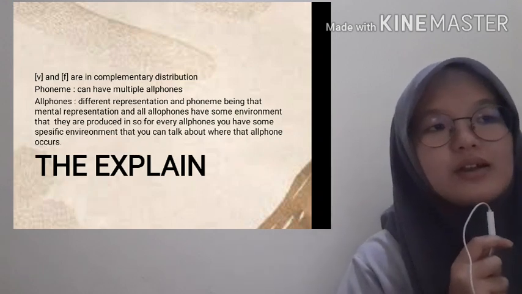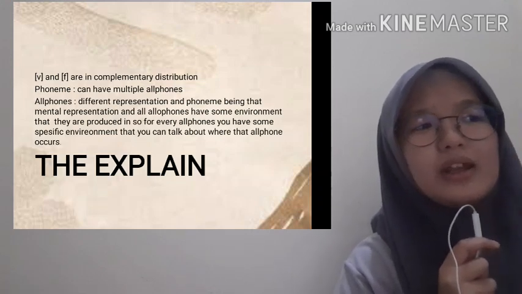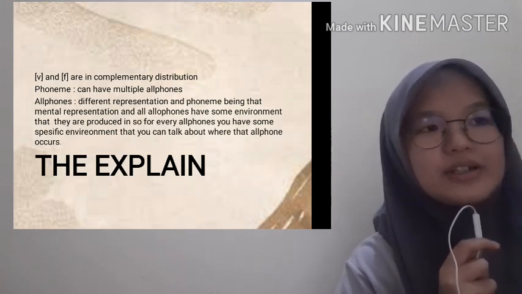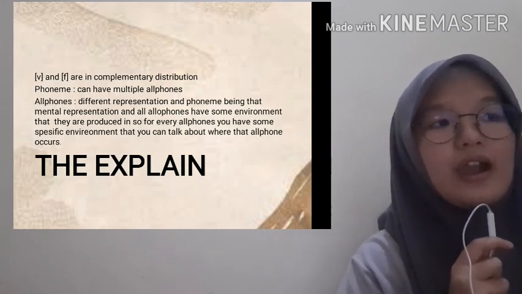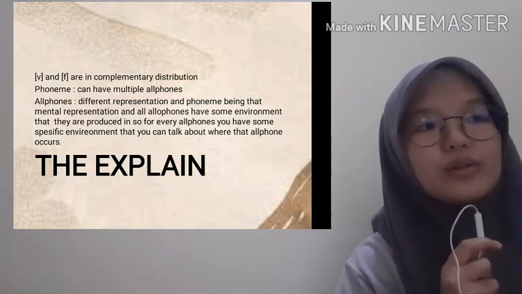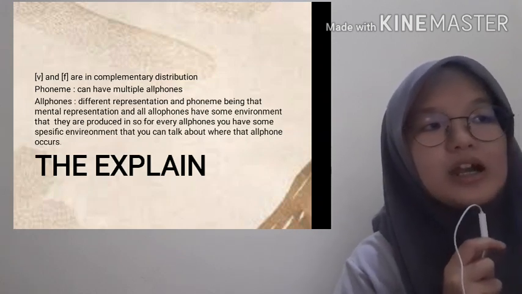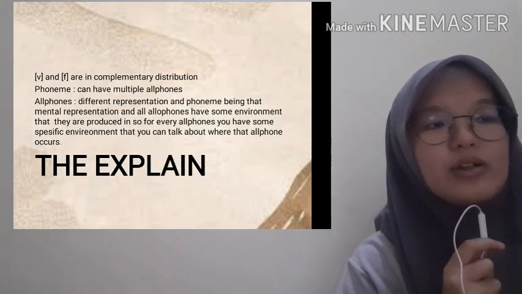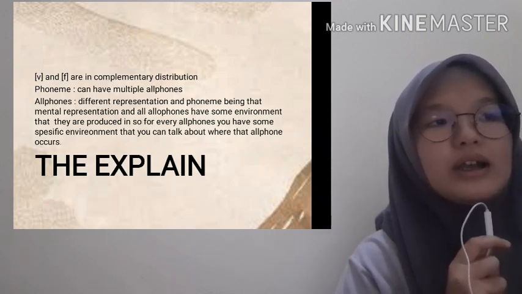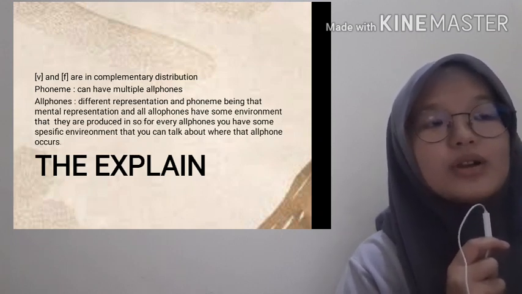The explanation is that V and shortened V are in complementary distribution. Maybe they are part of the same mental representation in our mind, but they have different acoustic properties. So the phoneme is the one that occurs in most places. So we say V is the phoneme because it occurs in almost everywhere. The shortened V is the allophone, and it occurs before the voiceless consonants. So that is the environment for the allophone.